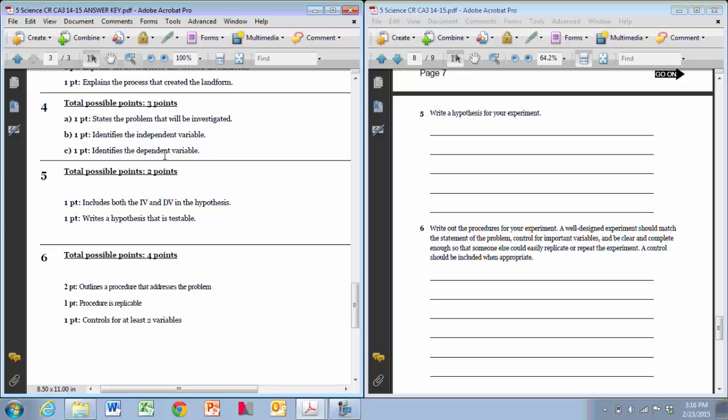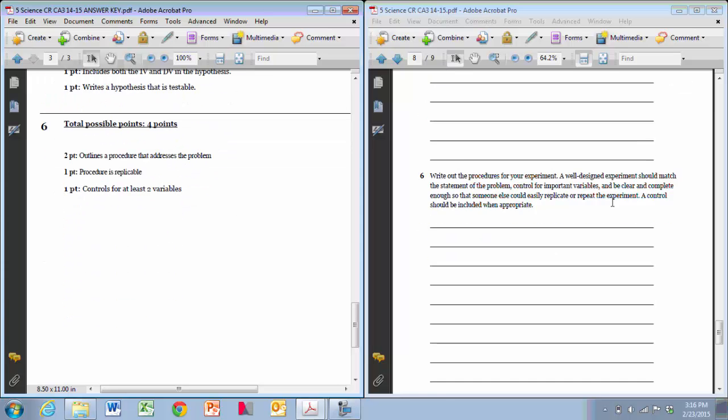So one example is that the scholar could write something like, I think the rock salt will cause the ice to melt fastest. Or, I think the table salt will cause the ice to melt the fastest. So they will receive 1 point for identifying the independent and dependent variable. And then another point if it's testable, if it's something they can actually design an experiment around.